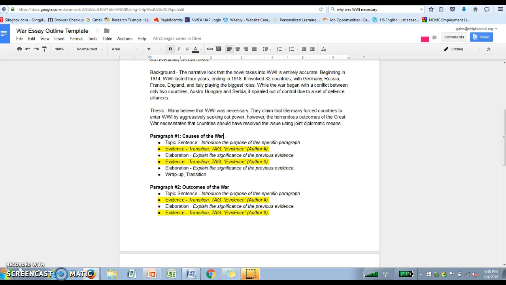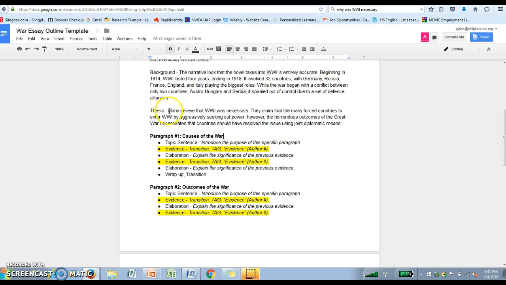Here's the sample thesis. So my thesis reads, many believe that World War I was necessary. They claim that Germany forced countries to enter World War I by aggressively seeking out power. However, the horrendous outcomes of the Great War necessitates that countries should have resolved the issue using diplomatic means. So let's take a look at this thesis.